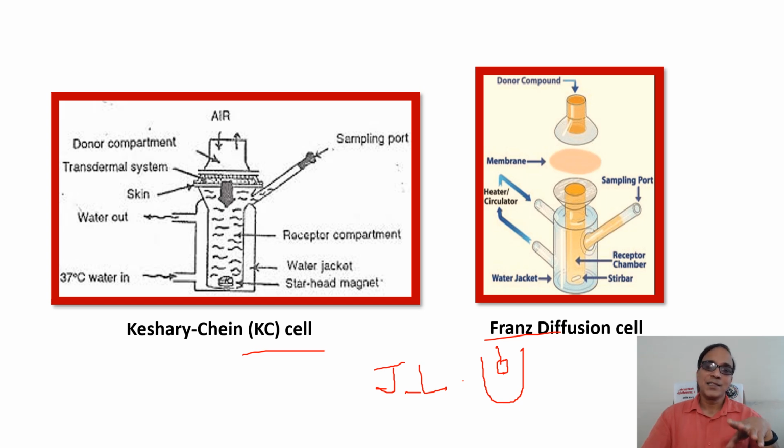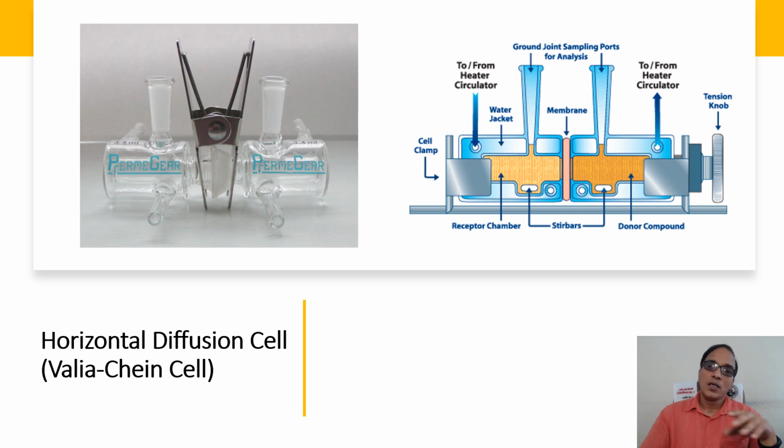Okay. In the Keshary-Chien cell, donor and receptor compartment are there, and again here in the Franz diffusion, they are a little bit hydrodynamic. If you are maintaining any hydrodynamic and thermodynamic condition, we can prepare anything as a diffusion cell. Now horizontal diffusion cell. Do you remember, there are two types of diffusion cells, vertical and horizontal. Among the vertical, we have discussed Keshary-Chien, Franz diffusion, and Java Lordy cells.